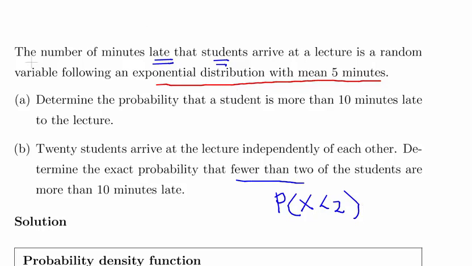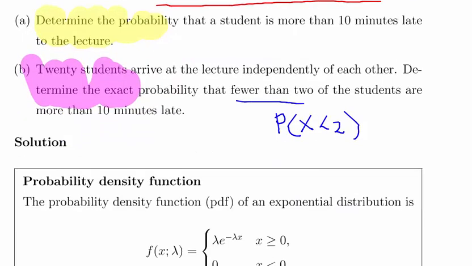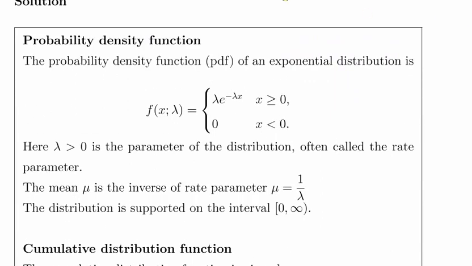I'm getting into two different questions here. So this is really an exponential distribution question, and this is a binomial distribution question. So let's just look at them separately. First off, what we're going to do here is look at the probability density function of the exponential distribution. The probability density function of the exponential distribution is given as follows.